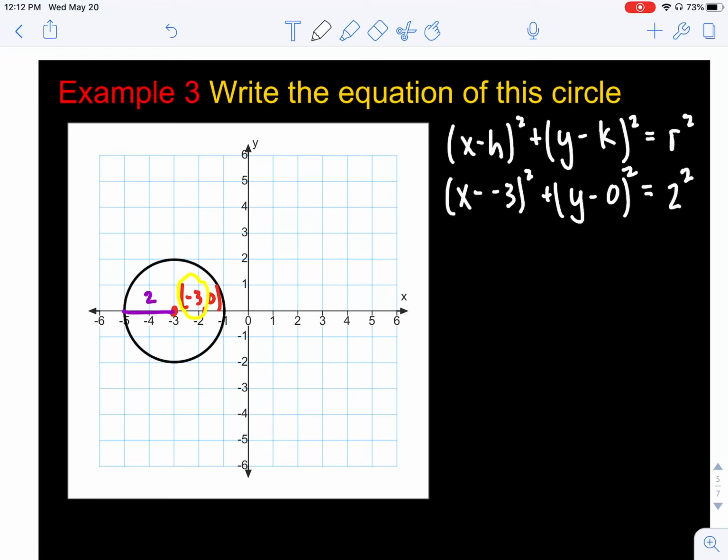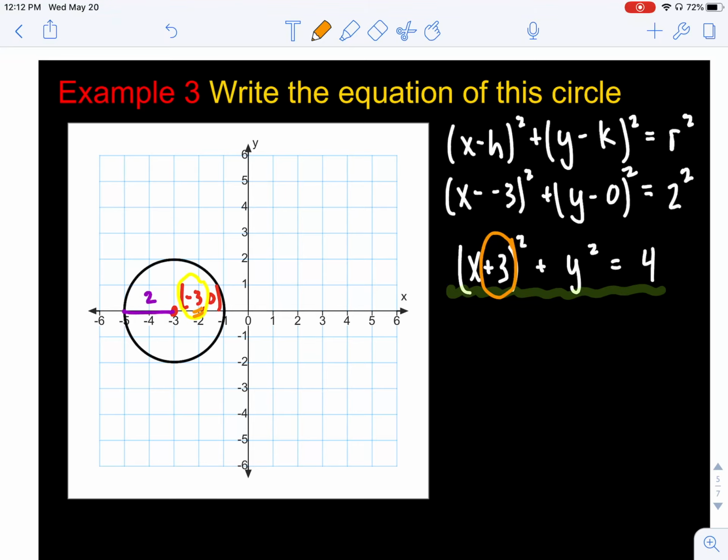So when you have a negative value for h or k, it ends up turning into a plus in the equation. One thing to note is that the values in the equation, like right here, this is a +3, are always opposite of the values that are in the center of the circle. So if it's -3 in the center, it's +3 in the equation. And if it's +3 in the center, it's -3 in the equation.